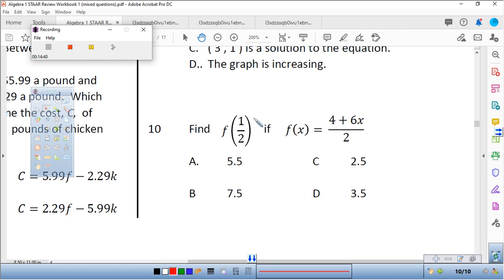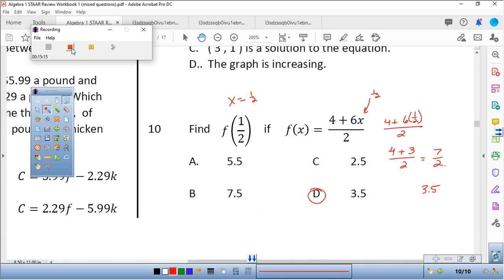Okay, what this is asking here, that x is equal to half. So plug in right here, half for the x, and that's it. So you're going to have 4 plus 6 times a half. Everybody knows what's half of 6, 6 over 2. 4 plus 3 over 2. 7 over 2, also known as 3.5. And there she is. Easy cheesy.